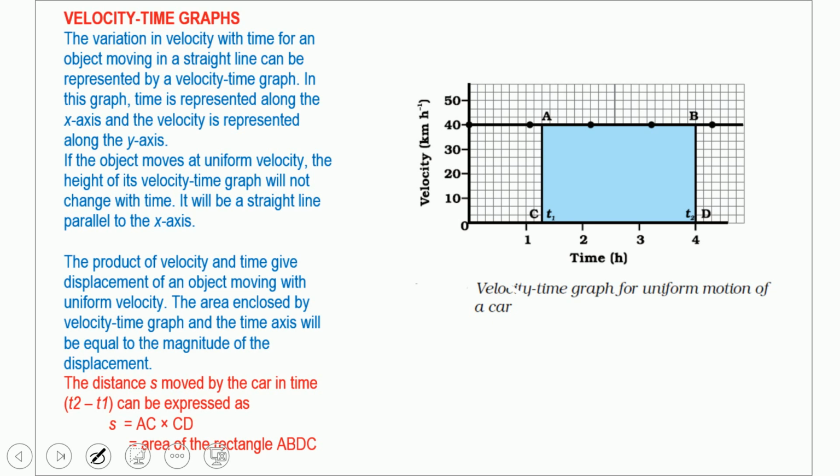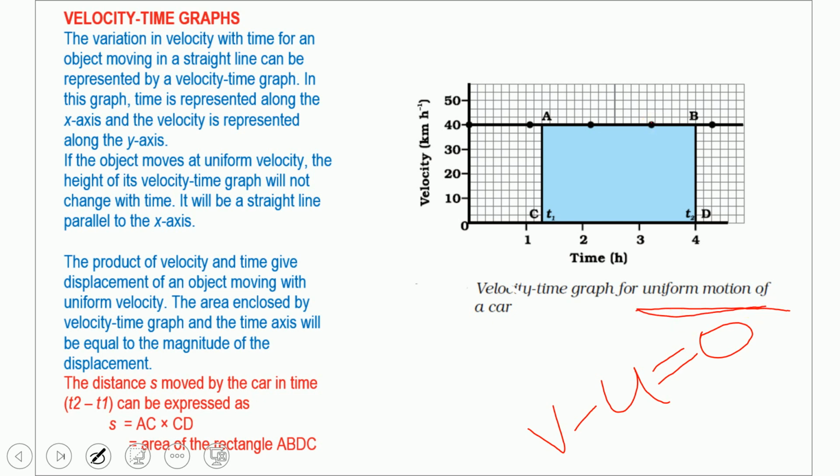Already we see that time is always taken on the x-axis and velocity on the y-axis. Here in the first case, this graph represents uniform motion. Uniform motion means you have to remember that v minus u is equal to 0, that is, no change in the velocity. You can see after 1 hour it is 40, after 2 hours it is 40, after 3 hours it is 40. So v minus u is 0 here, that is 40 minus 40 is 0. This is the velocity-time graph for uniform motion.